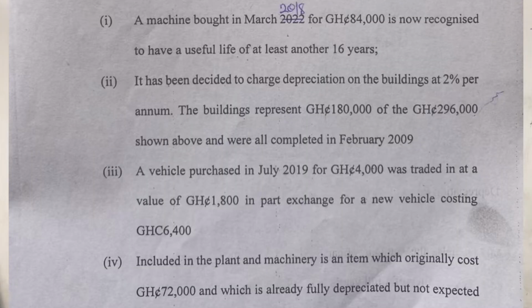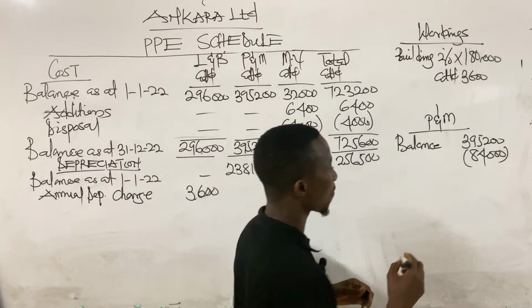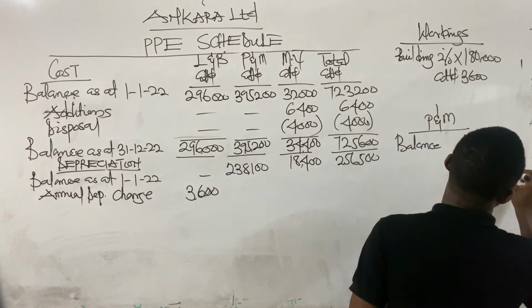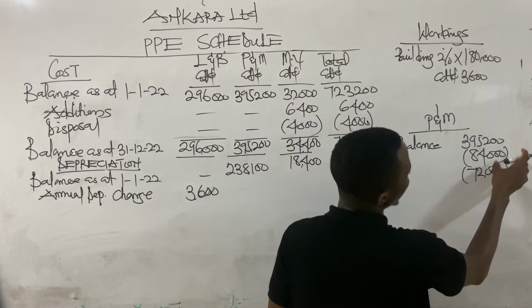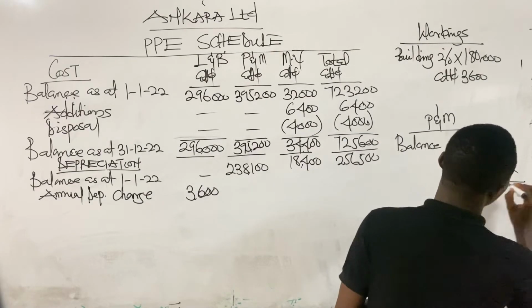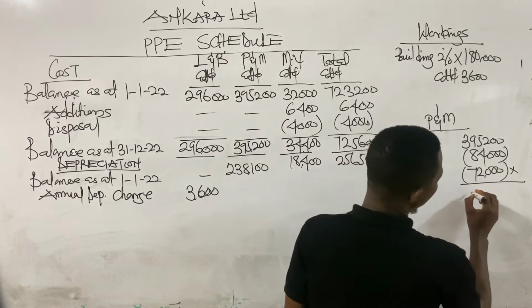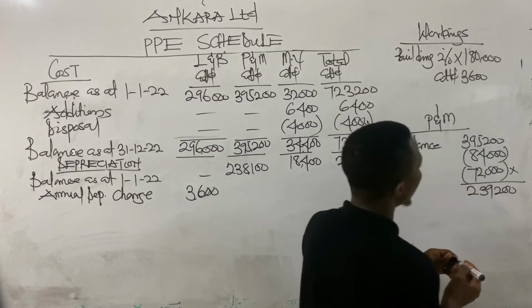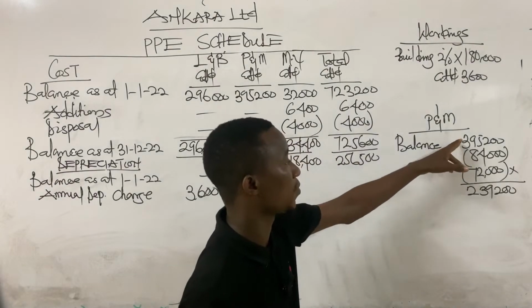Then the additional information, IVOS says that included in the plant and machinery is an item which originally cost 72,000 and which is already fully depreciated. It has been depreciated already, so let's subtract it off. So that is 72,000. So as for this, we will not come back to its depreciation. We only consider this because it has been fully depreciated already. So the balance will give us 239,200. That is when we subtract these two from the opening balance.